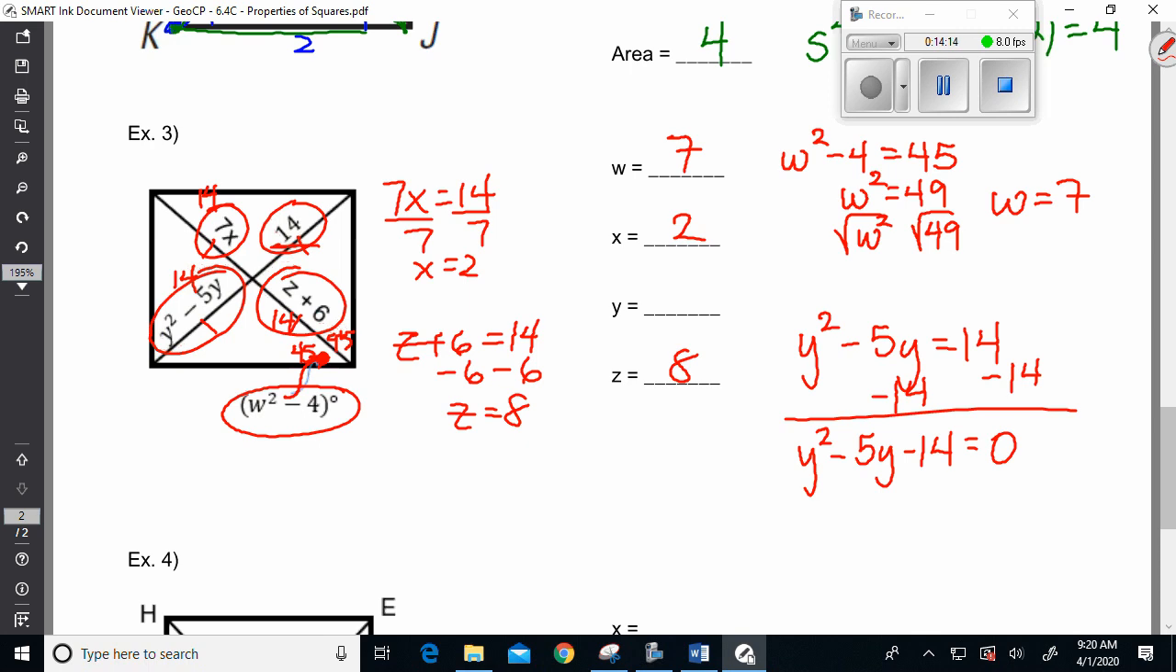So now this turns into a MAF deal of a problem. So you're looking for 2 numbers that multiply to negative 14 and add to negative 5. The only 2 numbers that would work are negative 7 and positive 2. Negative 7 times 2 is negative 14. Negative 7 plus 2 is negative 5. So y minus 7 and y plus 2.